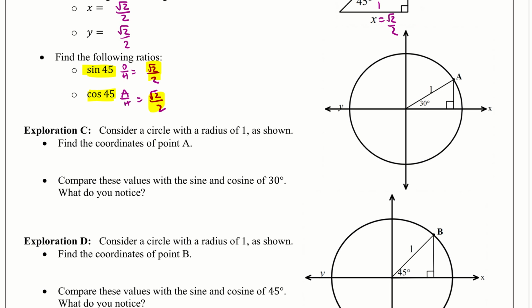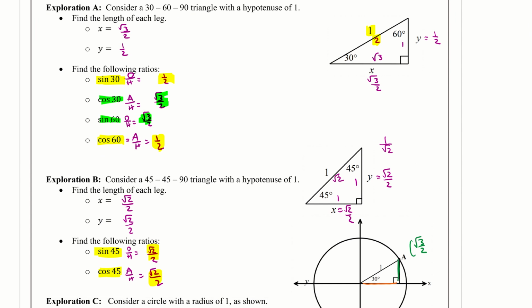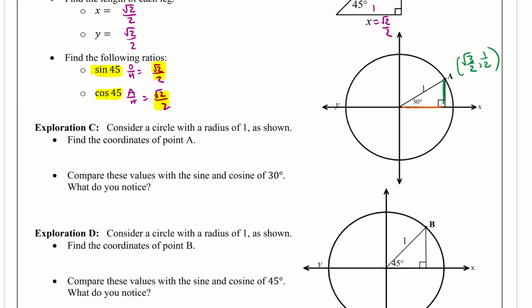So now what we're going to do is look at a circle with a radius of 1. And we want to find the coordinates of point A. Well, point A would be found by moving over a certain amount and moving up a certain amount. Moving over would be what we had found earlier for x, which is root 3 over 2. And moving up would be what we had found earlier in that triangle for y, which is 1/2. So that's the coordinates of point A, just from this triangle.